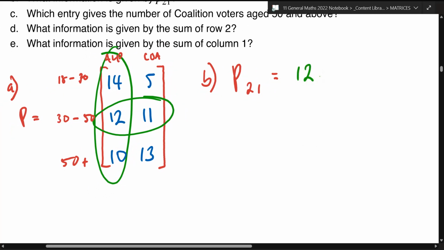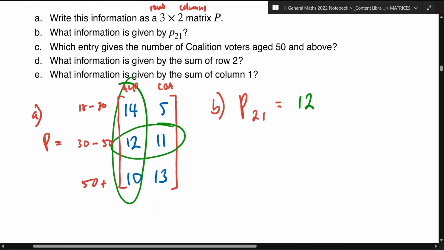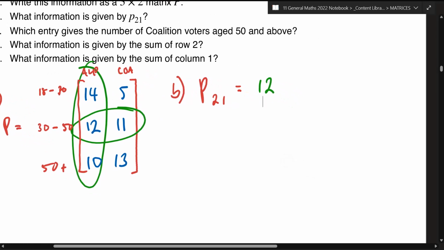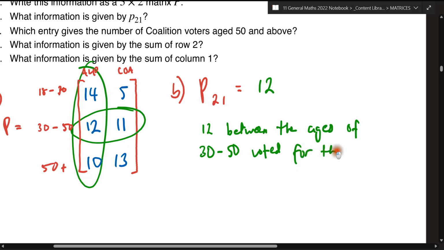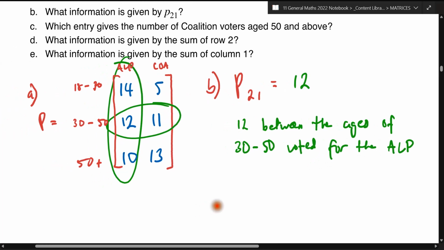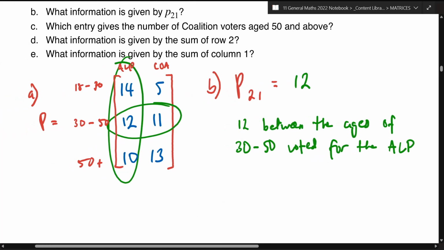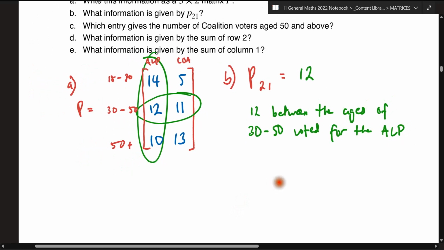So what does that actually tell us? That there are 12 people in the age between 30 and 50 who voted for the ALP. Okay, so that's what we write down. 12 people between the ages of 30 to 50 voted for the ALP. Okay, that's what that refers to. In row 2, column 1, there are 12 people between the ages of 30 to 50 that voted for ALP.